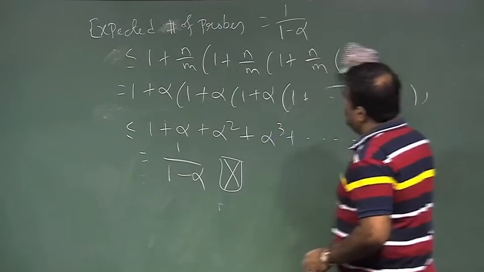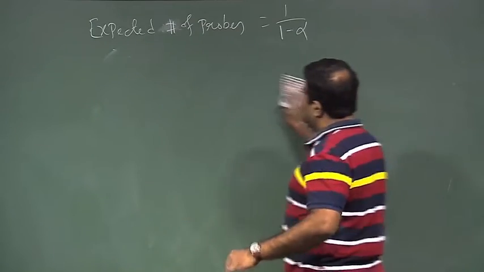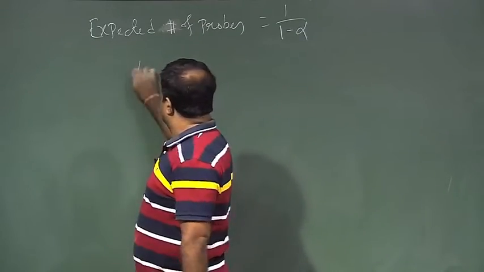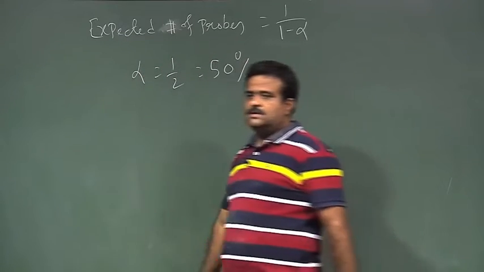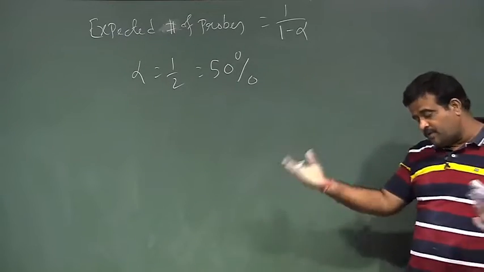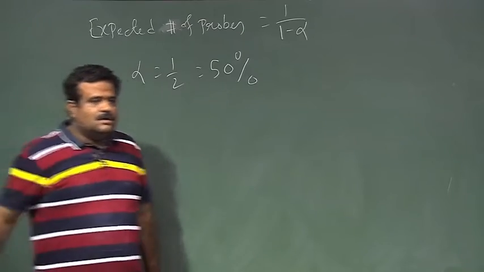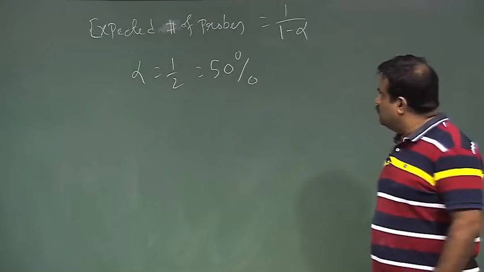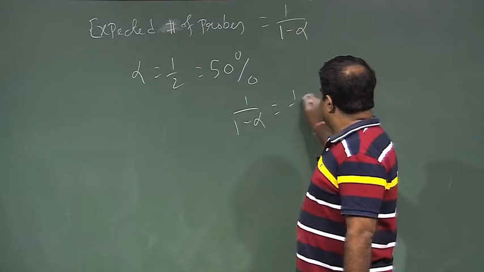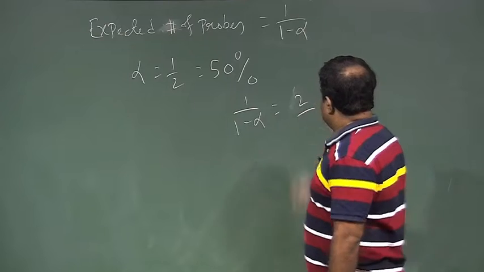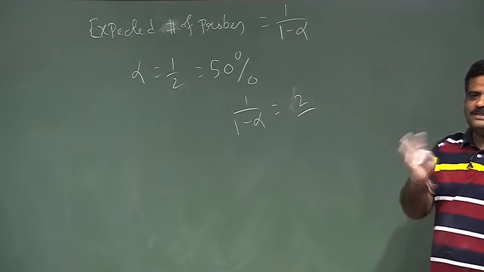Now suppose our table is half full, so suppose alpha is 50%. If we have 100 slots and there are 50 keys, it is half full. So, alpha is 1 by 2. Then what is the value of 1 by 1 minus alpha? It is basically 2. So, that means we need just 2 probes for an unsuccessful search.